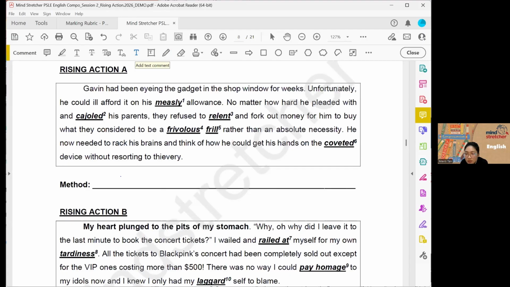Let me see. What's the meaning of could ill afford? Could ill afford means could not afford. Yeah, could not afford. Okay?